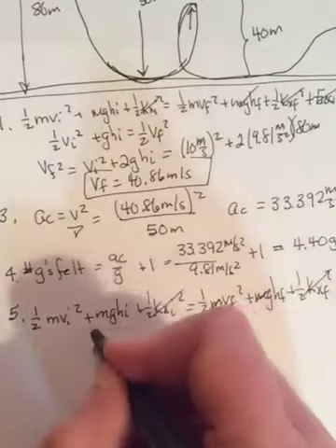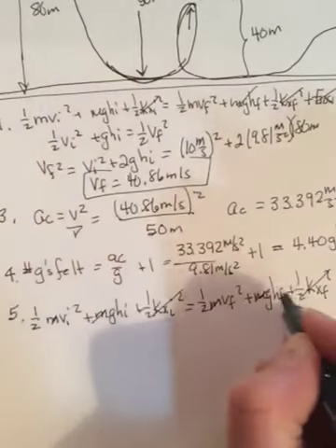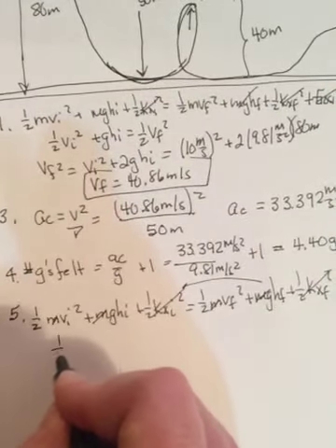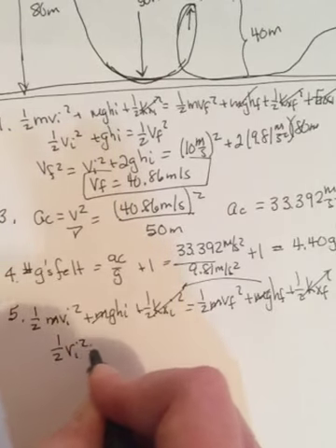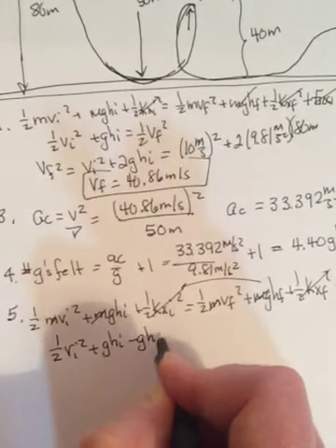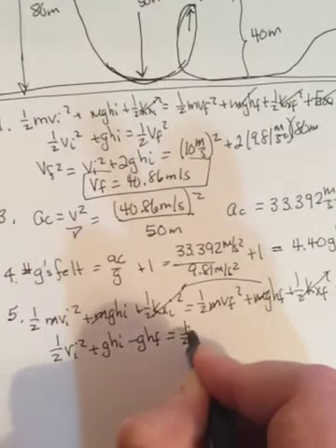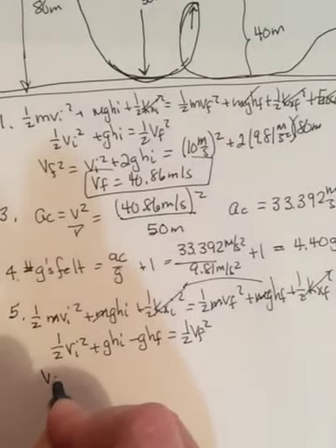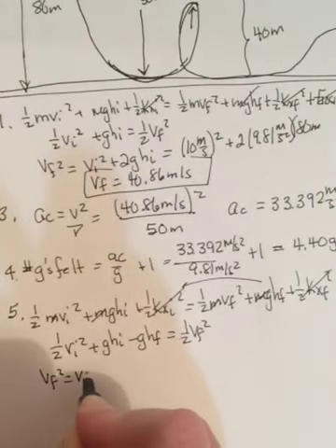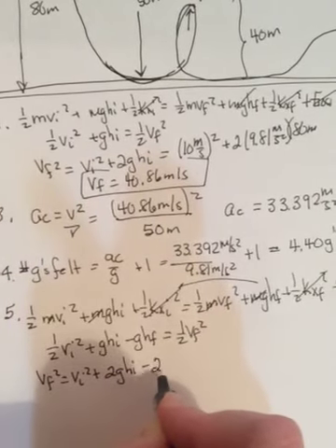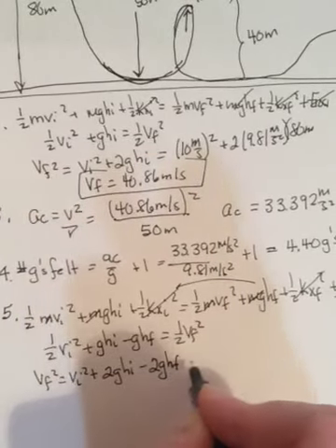All terms have an m in it, so they go. You're looking for the speed, so bring this term over. So you'll have 1/2 v initial squared plus gh initial minus gh final equals 1/2 v final squared. Multiply everything by 2, so v final squared equals v initial squared plus 2 gh initial minus 2 gh final.